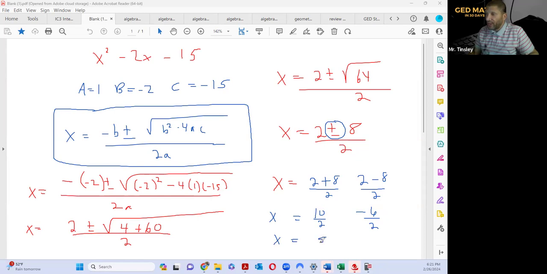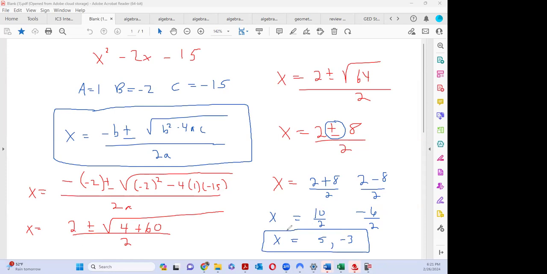10 over 2 is 5. Minus 6 over 2 is -3. Did we get the same exact answers? Yep. So if you know how to factor it, it only takes you 1 to 2 minutes.